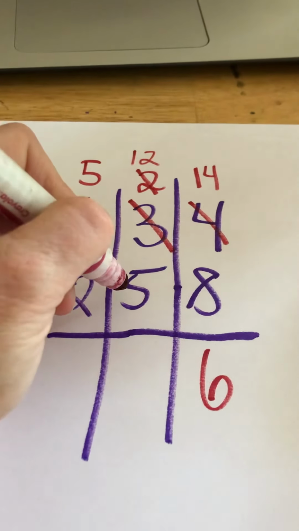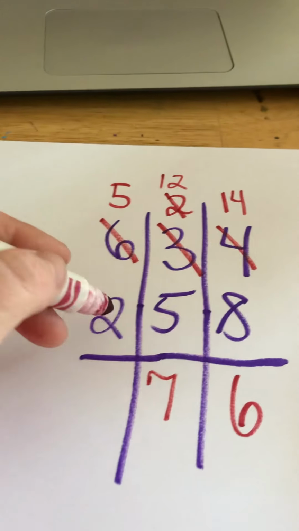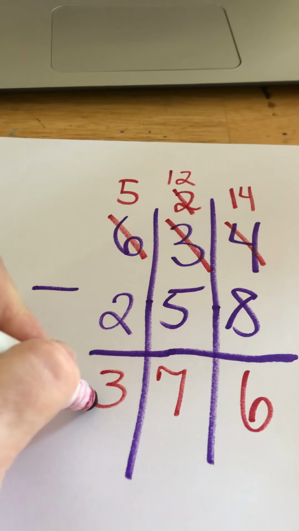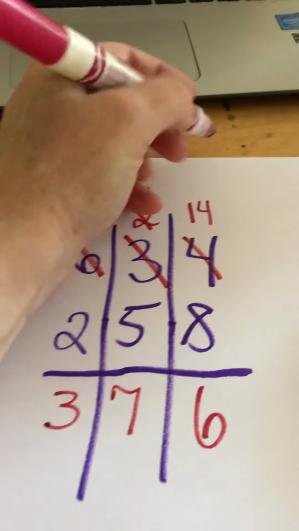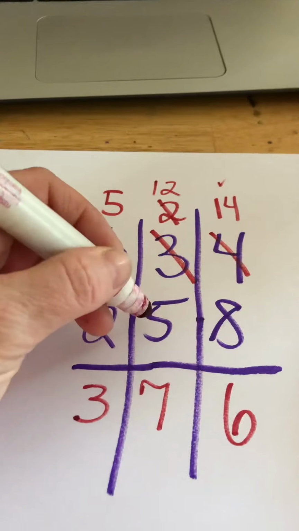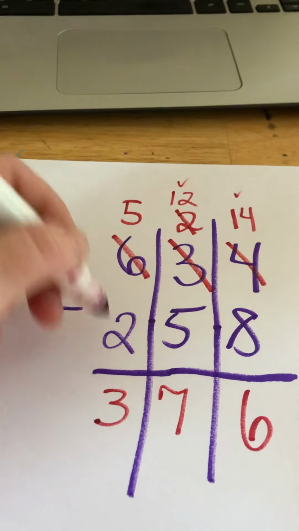12 minus 5 is 7, and 5 minus 2 is 3. We can check it. Is 6 plus 8 14? Yep. 7 plus 5 12, and is 3 plus 2 5? Yeah.